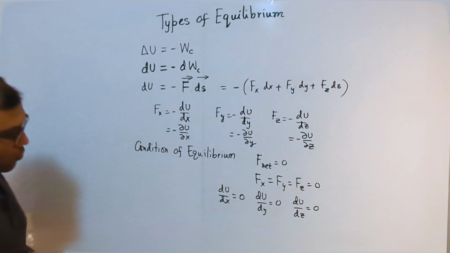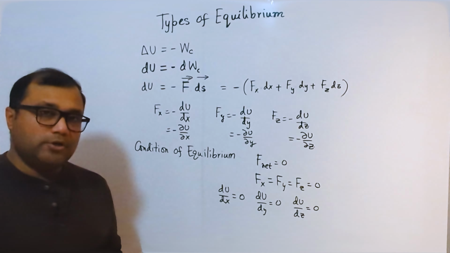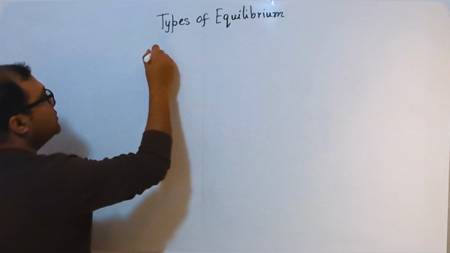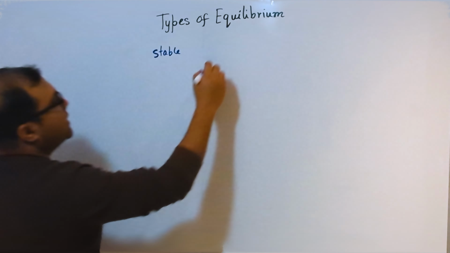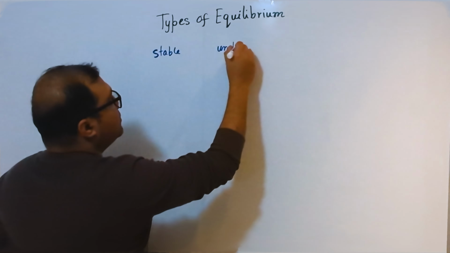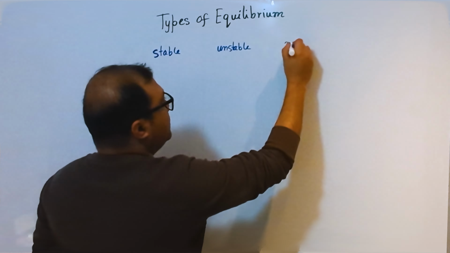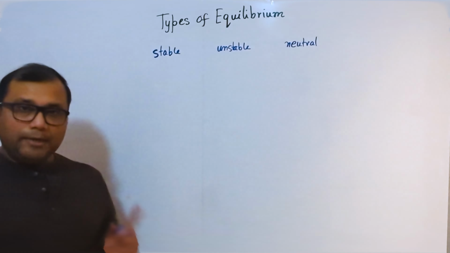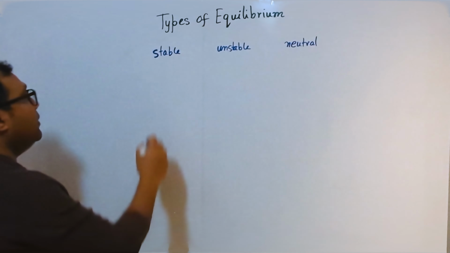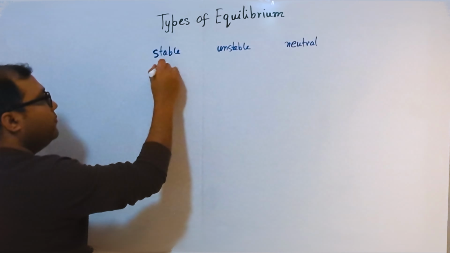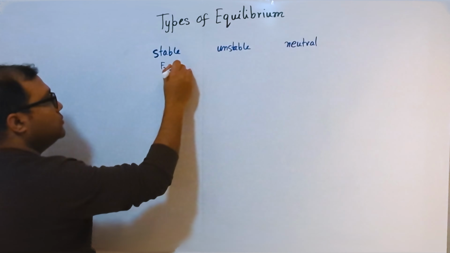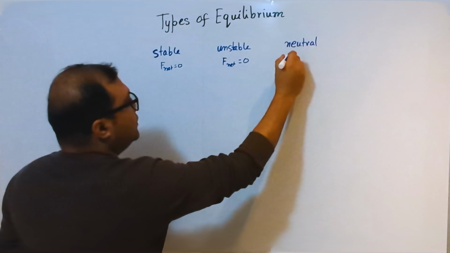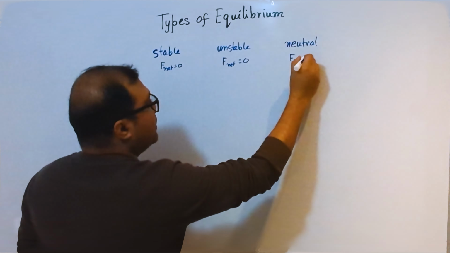So far so good. Now let's talk about types of equilibrium. There are three types of equilibrium. One is stable equilibrium, second is unstable equilibrium, and third is neutral equilibrium. Because these are all equilibriums, our condition of equilibrium is that F net is equal to 0. So that is satisfied for all three types of equilibrium.